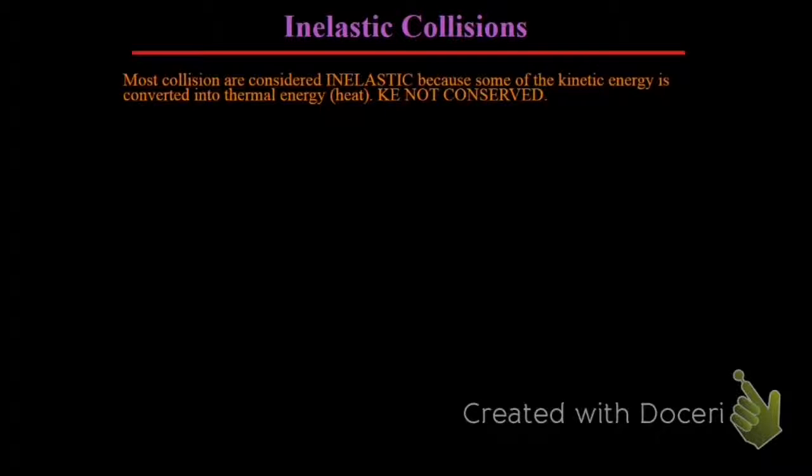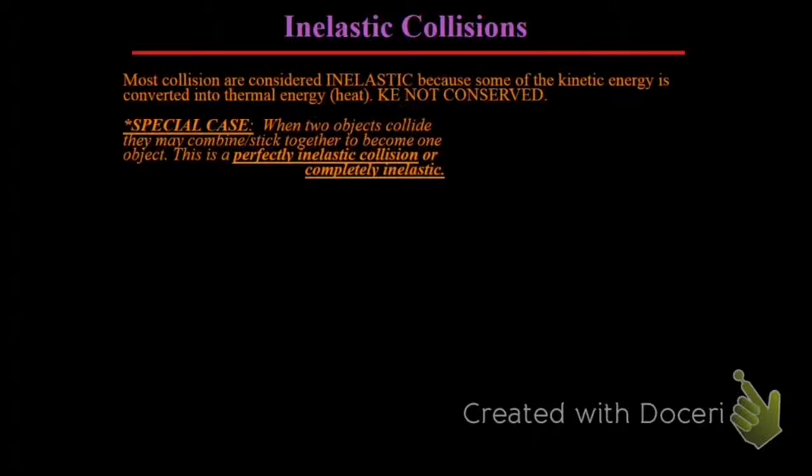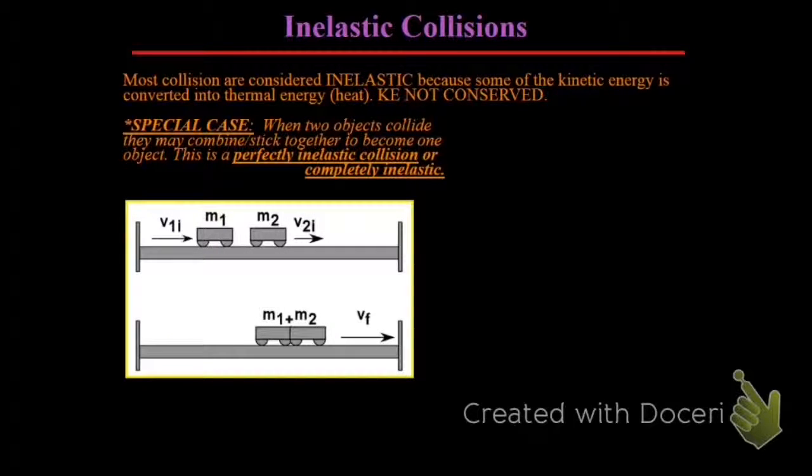Now the other type of collision is considered an inelastic collision. These are real-world collisions. Some of the kinetic energy is converted into thermal energy, heat, maybe sound, and so not all of the energy that goes in comes out as kinetic energy. Now, momentum is still conserved. So there is a special case called a perfectly inelastic collision, or completely inelastic, where two objects that run into each other actually stick together and become one new mass. So mathematically, the momentum will be conserved, but the kinetic energy will not. Let's take a look at this.